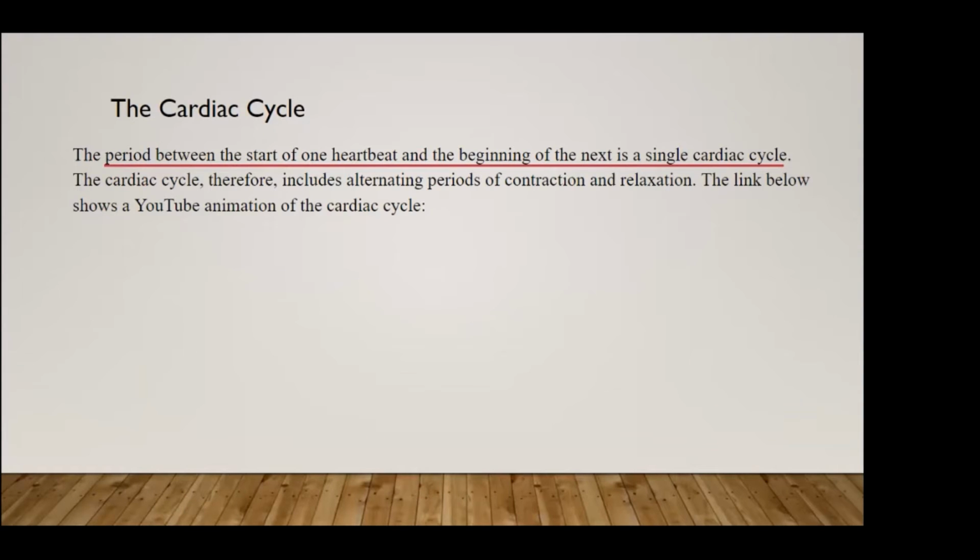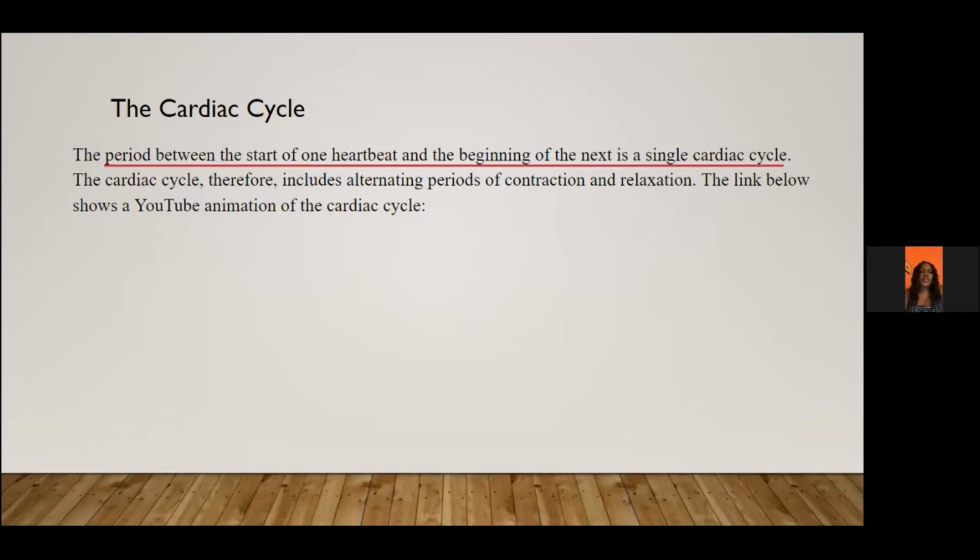The cardiac cycle. The period between the start of one heartbeat and the beginning of the next is known as one cardiac cycle. The cardiac cycle shows alternating periods of contraction and relaxation. There are four main phases of the cardiac cycle. They are the atrial systole, the atrial diastole, the ventricular systole, and the ventricular diastole.